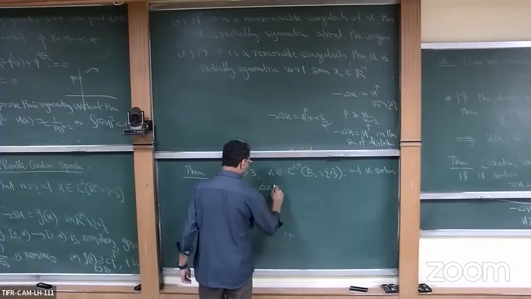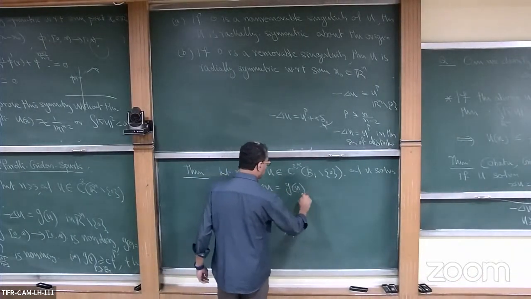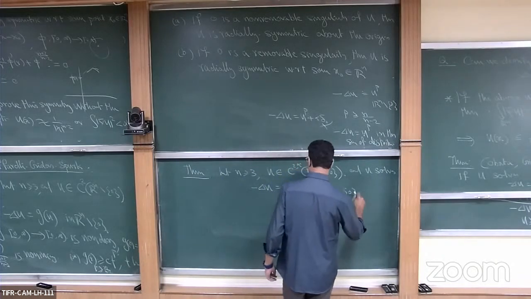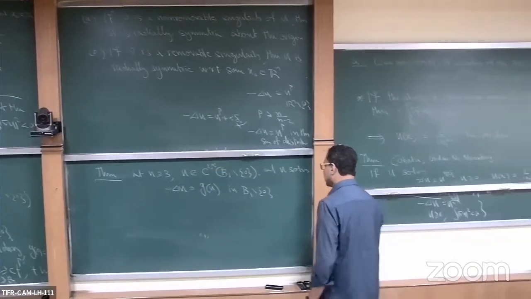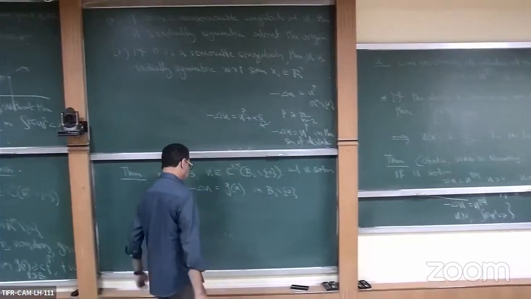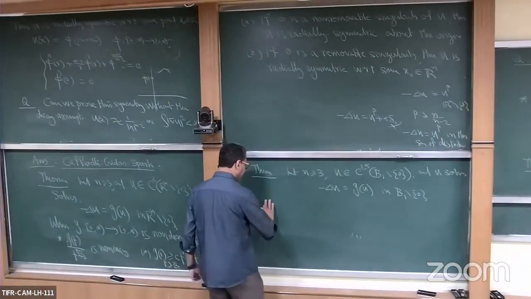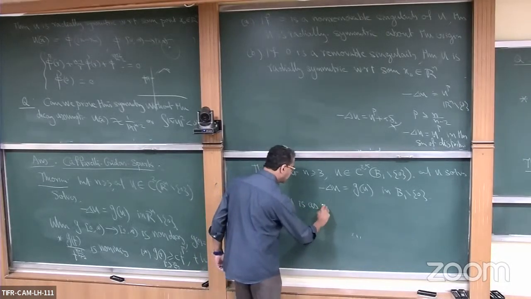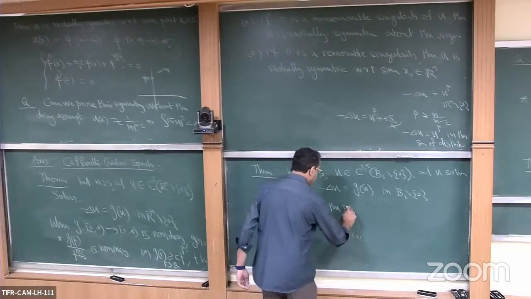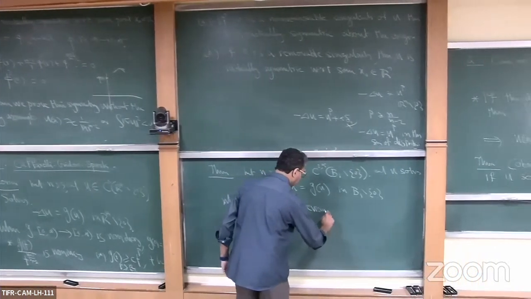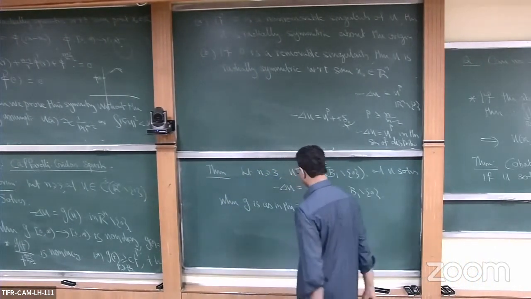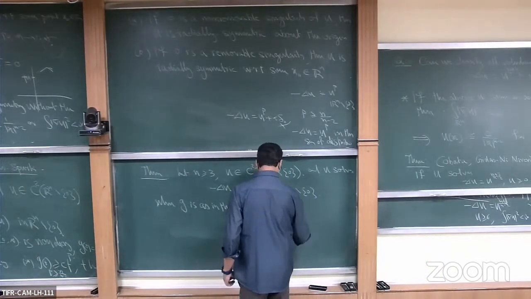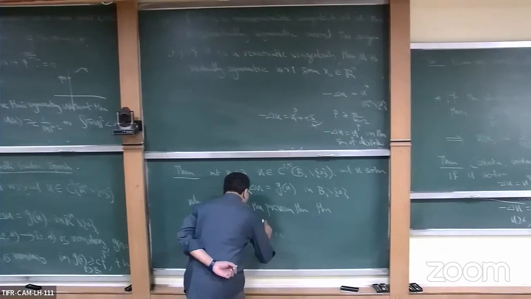minus the Laplacian of u equals the nonlinearity, where G is as in the previous theorem. Then u of x can be written as, so you want to understand how it behaves near the singularity.